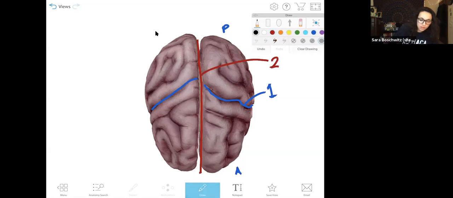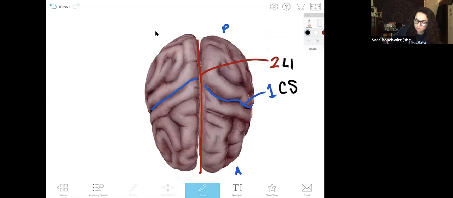So number 1 is going to be dividing the brain, like cutting through that plane there. So number 1 is going to be dividing the front and back. It'll be the central sulcus. And number 2 is going to be the longitudinal fissure, dividing left and right. All right, let's move on to some more features.